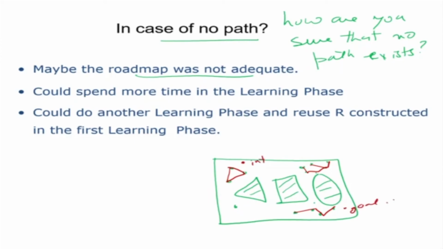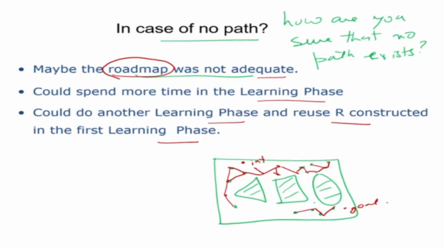Now we can see with our eyes, because we have eyes, that there is a path, but this roadmap is not being able to find the path, only because the sampling was not good enough. It did not cover everywhere, but that doesn't mean that the path is not there. So it basically means that maybe the roadmap was not adequate. Adequate means that it did not cover the whole workspace. Now you could spend more time in the learning phase, and you could do another learning phase and reuse R constructed in the first learning phase to sample more of the points. This is something that we could do, and then try again.